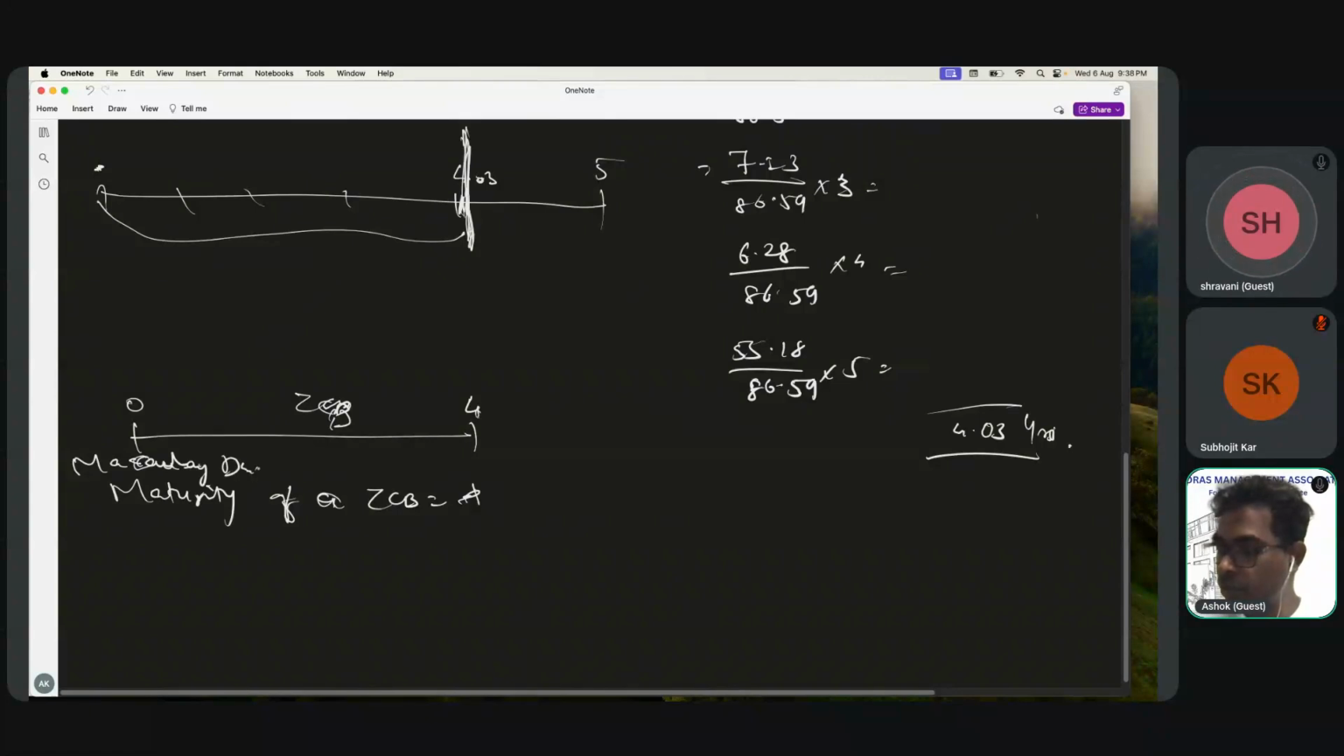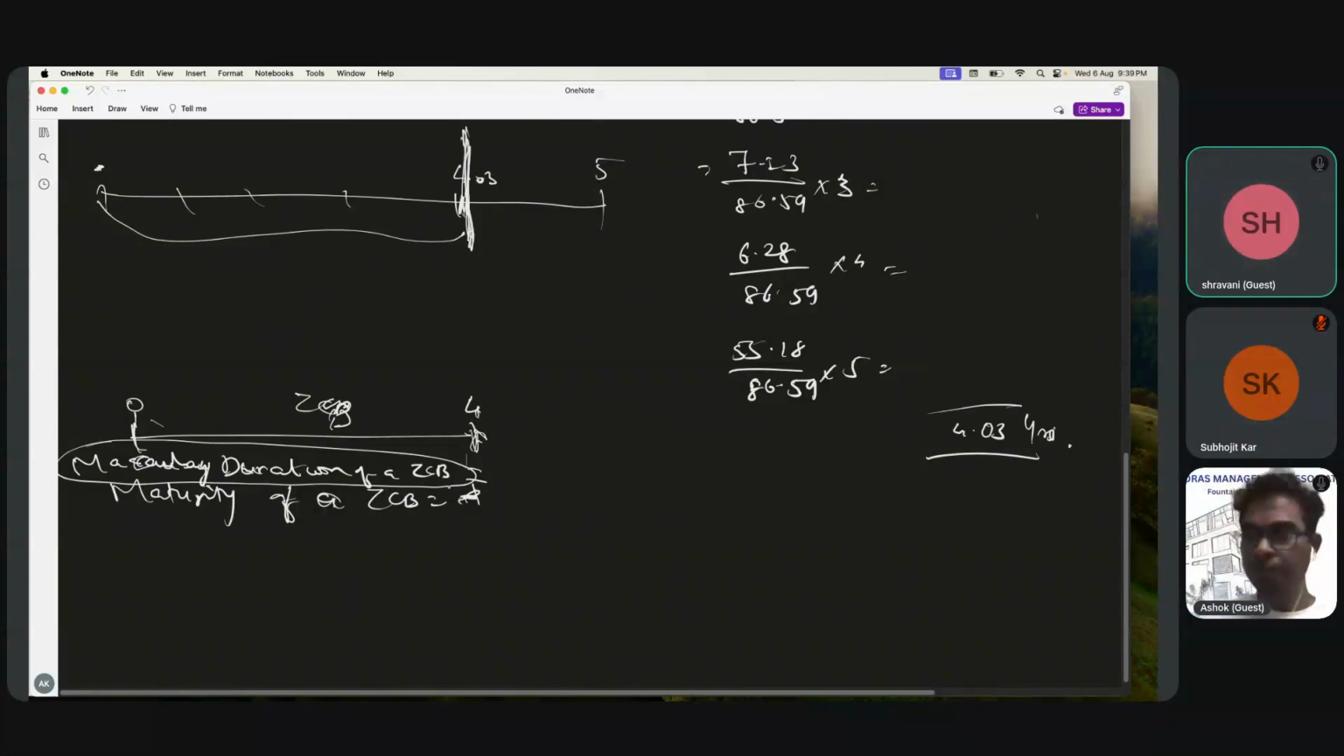Macaulay duration of a zero coupon bond is equal to maturity of a zero coupon bond. Both are same. Okay, why both are same? Because how much time will it take for you to get your cash here? 4 years. And what is Macaulay duration? Weighted average time for you to get your cash. Is this statement fine? Yes, understood sir. Basically, we get the cash at the end of the maturity, right? Yes, yes, yes.